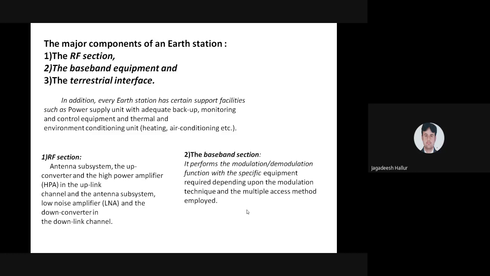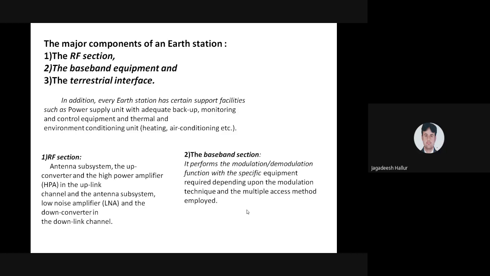Next, in addition, every Earth station has certain supporting facilities. The supporting facilities are weather condition, monitor and control, and power supply, such as a power supply unit with adequate backup. It requires a backup. So monitoring and control equipment and thermal and environmental condition units, that is heating and air conditioning, etc. All these functions support the two sections, one is the baseband section and one is the RF section. Similarly, in the RF section, they have given the antenna subsystem.